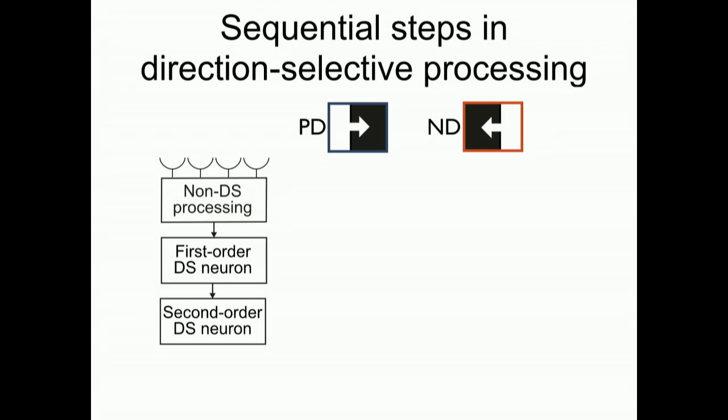This stimulus is the preferred direction stimulus, and we'll see why it's preferred in a moment. It would be like a light edge moving to the right across the screen. And this other stimulus would be, for instance, a light edge moving to the left across the screen. The first thing that most visual circuits do is process these stimuli with non-direction selective operations. So for instance, a single neuron here would respond to the preferred direction stimulus in the same way as to the null direction stimulus. And this means that it is not direction selective.